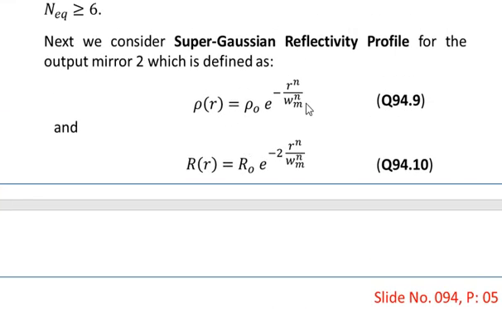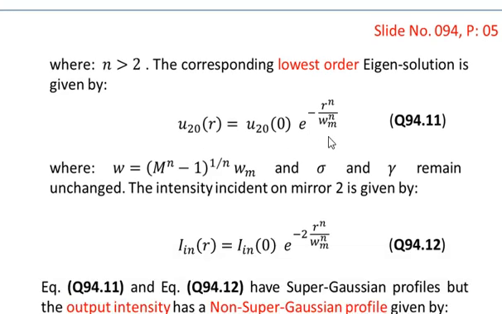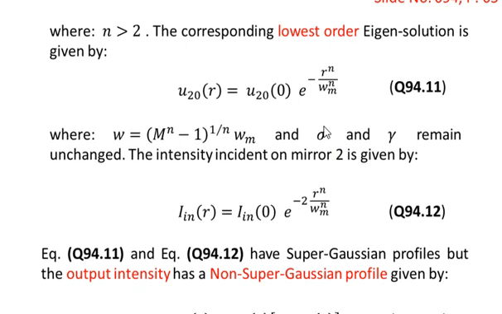Wm appears in equation number 9 and equation number 10, but W will appear in equation number 11 and equation number 12, where W is related to Wm through this relationship, where M is the magnification of the system. And sigma and gamma remain unchanged. So sigma and gamma will be the same as in the case of the Gaussian profile. The intensity incident on mirror 2 is given by.